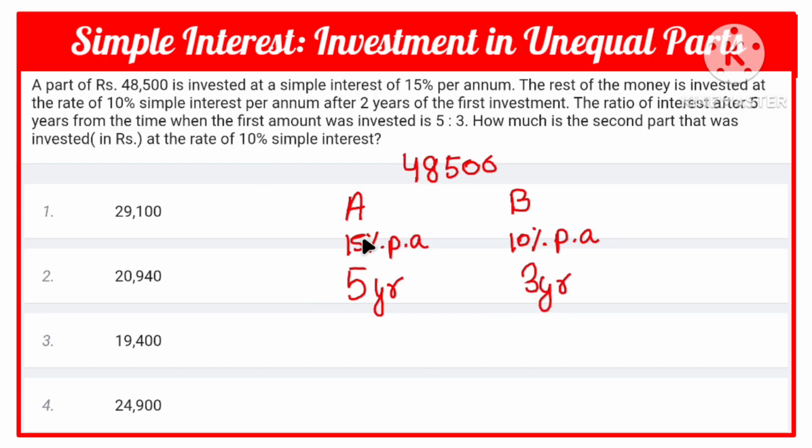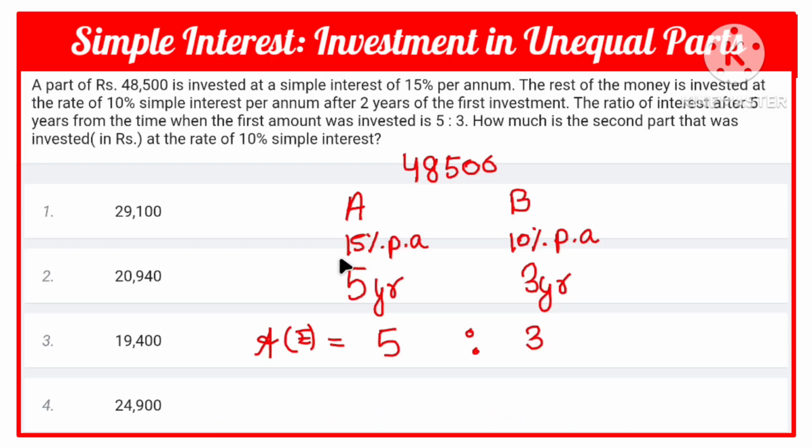And here it is said that the ratio of the amount after 5 years is given to be 5:3. Now here it is asked how much is the second part that was invested at the rate of 10% per annum simple interest, that means you need to find out this one, this B. What is the value of this B?